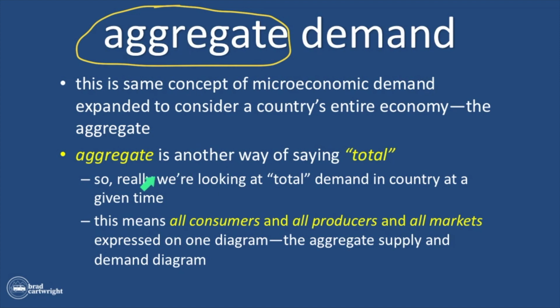So when we say aggregate demand, what we're really looking at is the total demand in a country at a given period of time. What this means is that we are going to take a look at all consumers and all producers and all markets, and put them on one diagram, which we'll construct, which is called the aggregate supply and aggregate demand diagram, okay? So aggregate demand, it's not complicated.